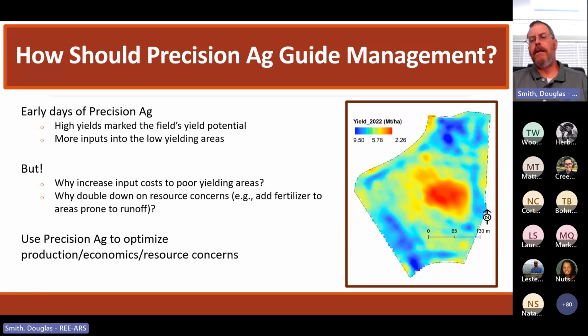When precision ag technologies were first coming online, the things that I was hearing about them was that the high yield in an individual field marked that yield's potential, and that we needed to be placing more inputs into the low yielding areas in order to bring the entire field up to that yield potential for the field.